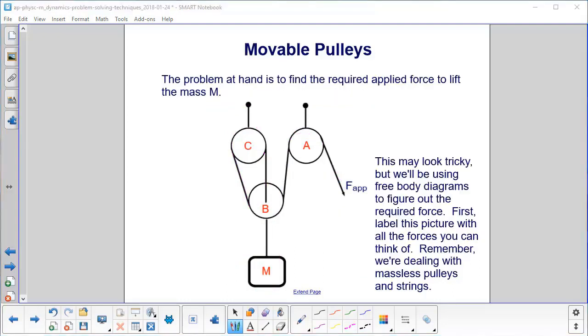We want to find the required applied force to lift the mass M. Now clearly, if we were just lifting this on our own, we would need mg. But we have this pulley arrangement. Let's see what that gives us. We're going to use free body diagrams to figure out the required force. First, before we move on, label this picture with all the forces that you can think of. And remember, we're going to deal with massless pulleys and strings, so you don't have to worry about rotational motion or the mass of the rope and what that does to the problem.